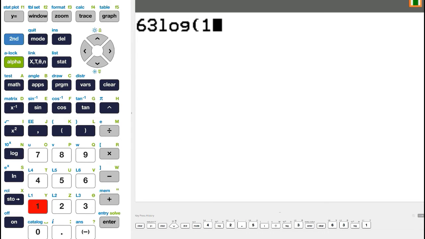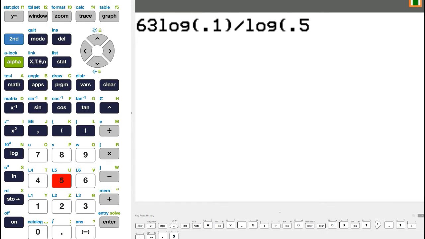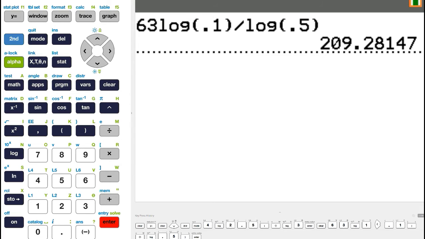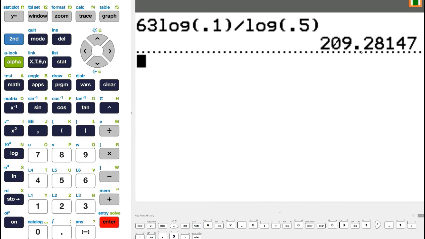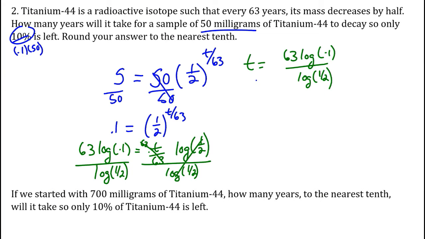so I had 63 log of 0.1, divided by log of 1/2, 0.5. So t is to the nearest tenth, 209.3. T equals 209.3 to the nearest tenth.